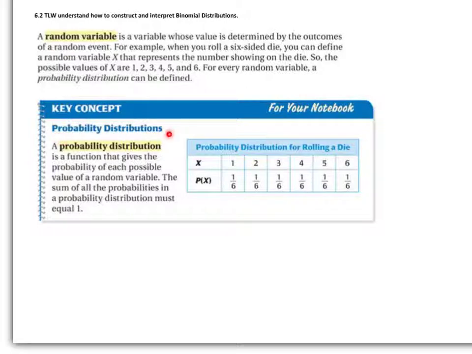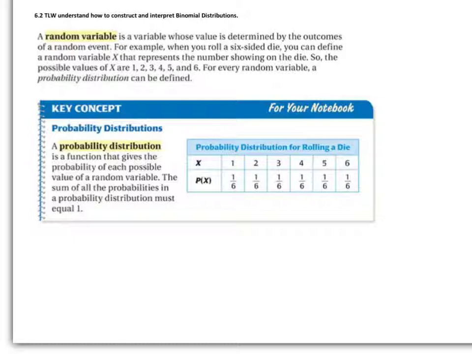Alright, probability distributions. A probability distribution is a function that gives the probability of each possible value of a random variable. The sum of all the probabilities in a probability distribution must be equal to 1. So if you add them all up, it equals 1, which is 100%. Okay?